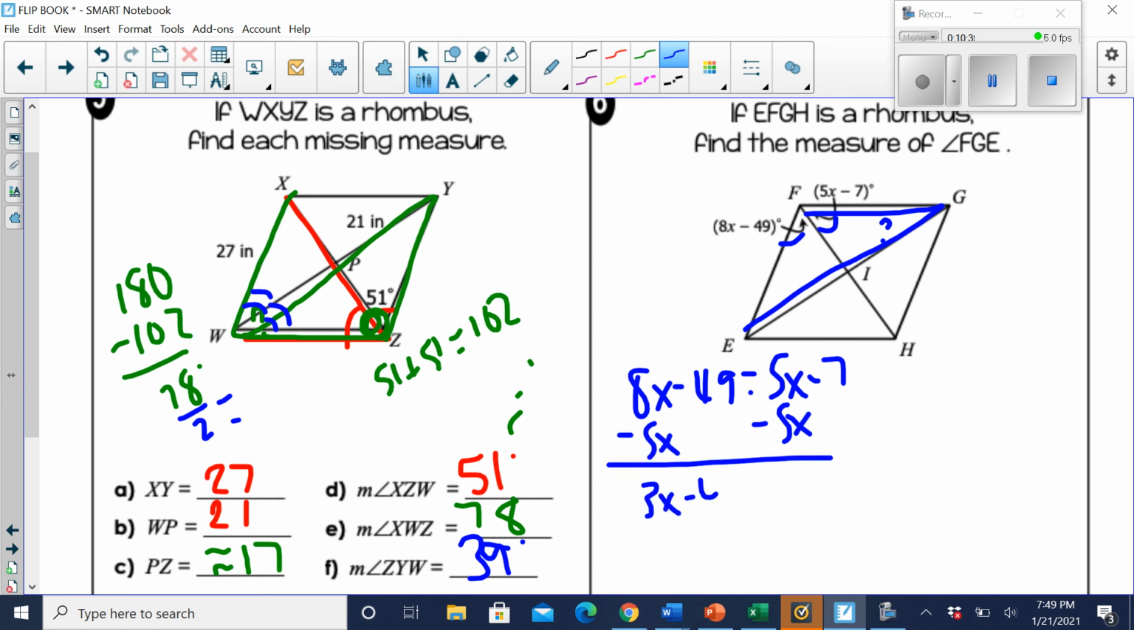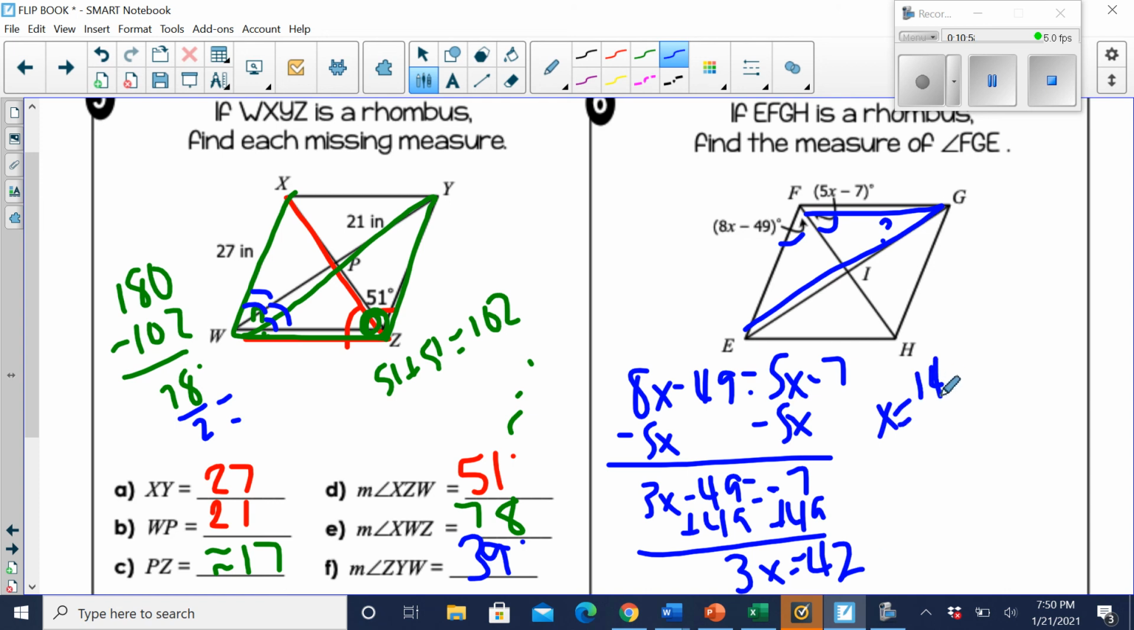3x minus 49 is equal to negative 7. Okay, from there I need to add 49 to the other side, and I'm going to end up with 3x is equal to 42. Okay, from there if we divide by 3, we're going to find our x value is equal to 14.